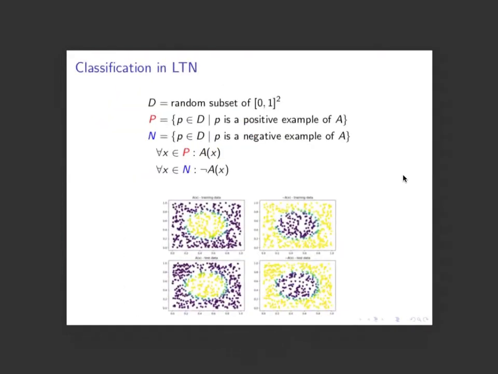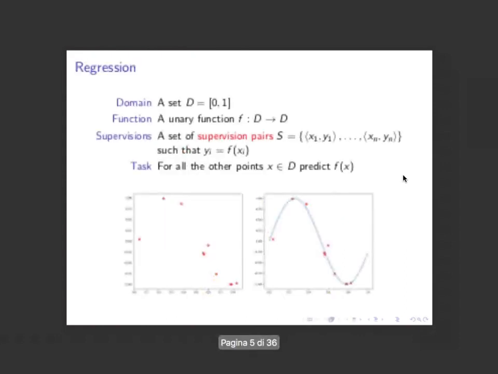In LTN, we would define D, P, and N, and we would simply say that for all X in P, A of X, and for all X in N, not A of X. So these are the constraints that we can add to the data we have, and then observe how the classification task is performed, again, trying to maximize satisfiability of those constraints together with the data.